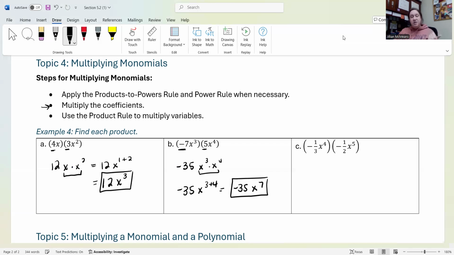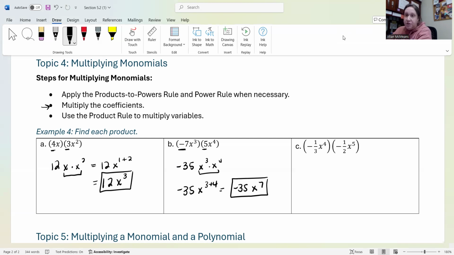So again, look to see if you have exponents on the outside. If so, apply each factor inside parentheses with that power. Potentially use the power rule to simplify. You then want to multiply your coefficients, and then finally use the product rule to simplify your variable piece. All right, last up, we have -1/3 x to the fourth times -1/2 x to the fifth.